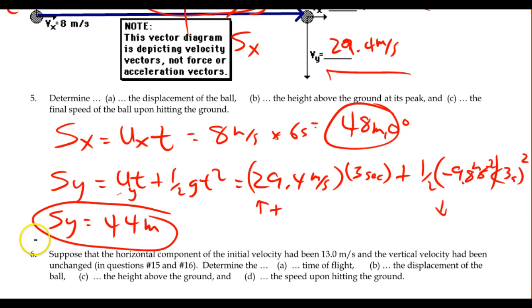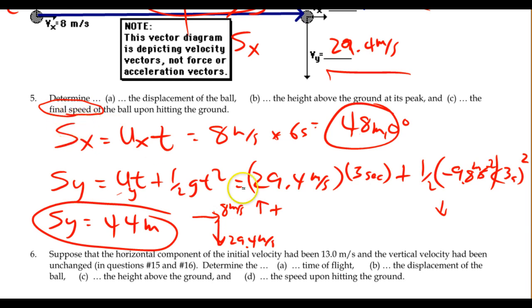And finally, the final speed of the ball upon hitting the ground. So we know that the horizontal velocity is going to stay 8 meters per second. We know that the vertical velocity is going to be 29.4 meters per second. Okay, now we want the speed. I really only need the value. I don't need the direction of this, but I do need to add the two vectors together.